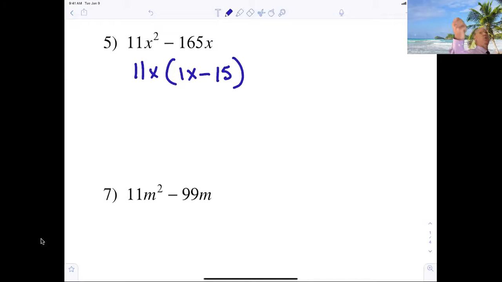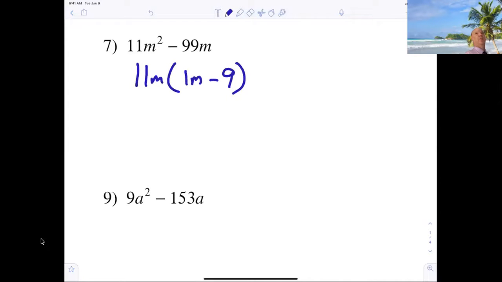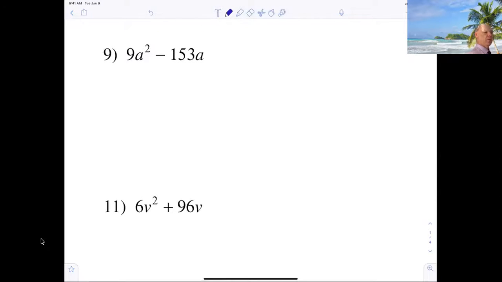Now we're going to roll around the room here. 11m, good, and then in parentheses it's 1m minus 9. Thank you for listening. Angelina, number 9. Okay, so it's 9a, beautiful, and in parentheses it's 1 minus 17.